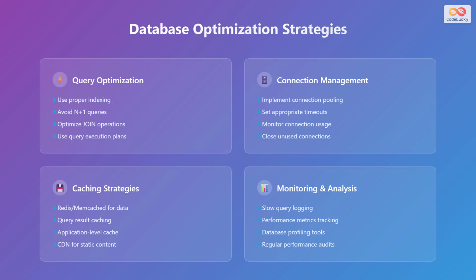Third, we have caching strategies, which involves using Redis or Memcached for data, query result caching, application-level cache, and a content delivery network or CDN for static content. And finally, we have monitoring and analysis, which involves slow query logging, tracking performance metrics, using database profiling tools, and conducting regular performance audits.